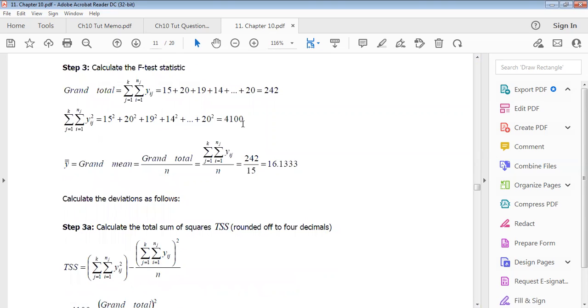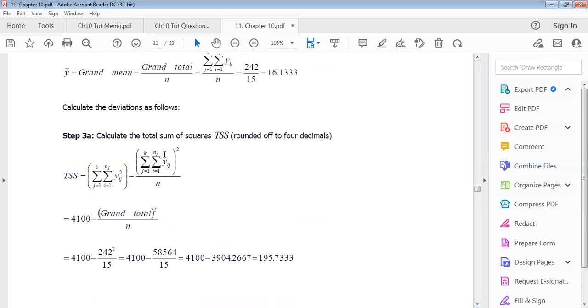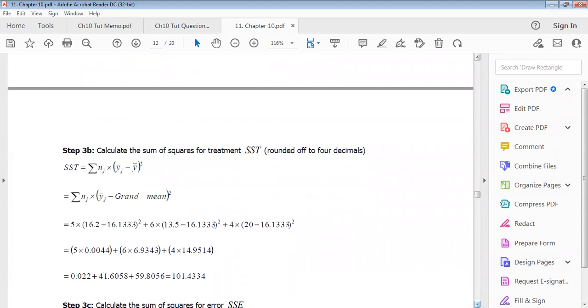It's 4,100 minus the grand total squared, which was 242. You just square it and divide by 2 to find the TSS. After calculating the total sum of squares, you calculate the SST, the sum of squares for the treatment.